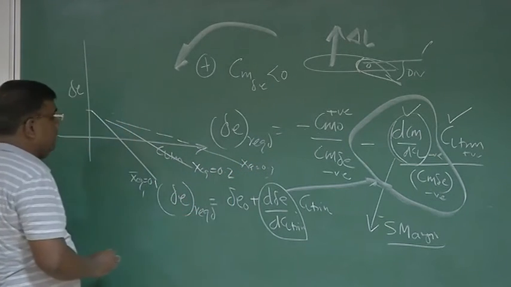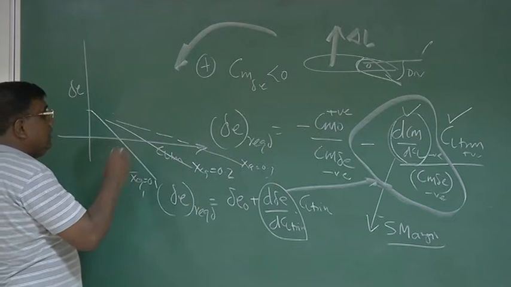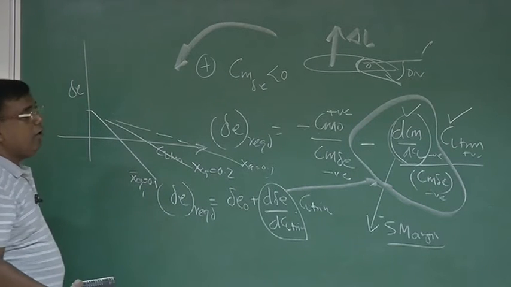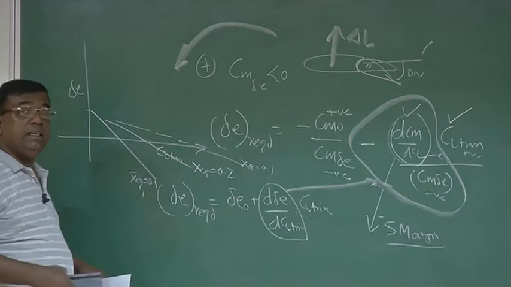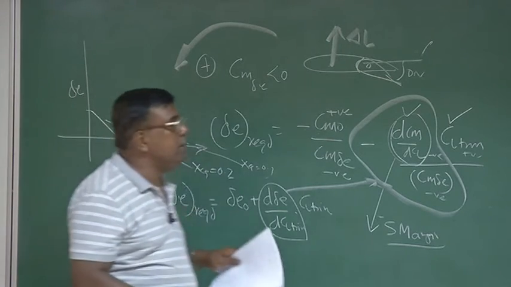What is the message you are getting? That if I am trying to trim an aircraft at different CL, the delta E requirement will go on increasing as static stability increases. Let us understand this point.